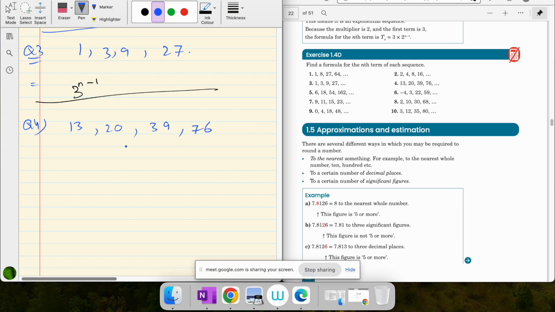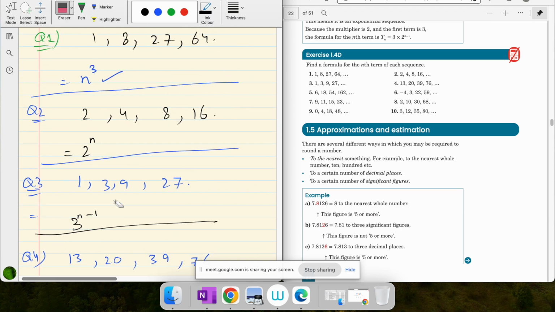If we just check the difference, that is 7, then 19, this is 37, this is cubic something. I don't think this is helping us. So let's try to compare.